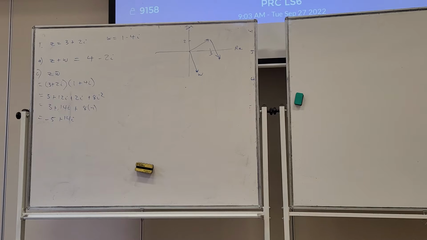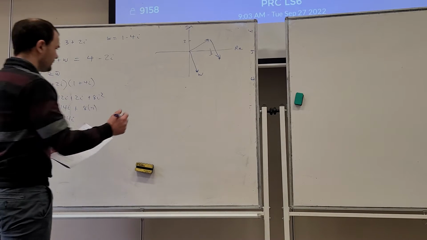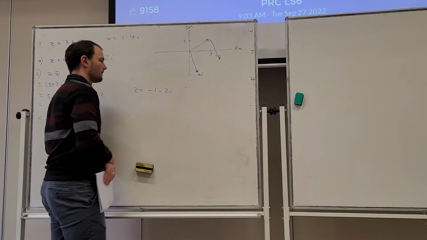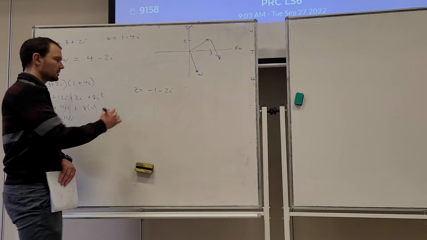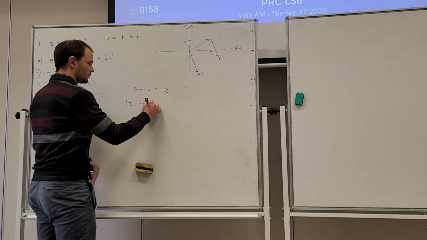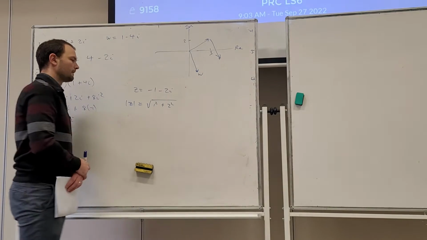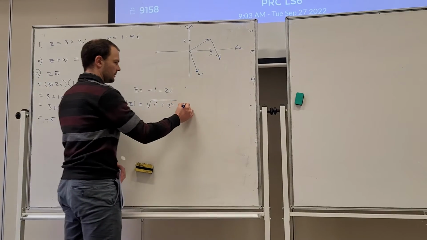Okay, let's move on to modulus and argument. So this flows on pretty well from vectors, especially when we're talking about the modulus. So modulus means how far does it go, what's the size of it. Find the modulus and argument of z equals minus 1 take 2i. Okay, so for the modulus, we're doing the square root of each component squared. Alright, so the modulus is going to be root 5.